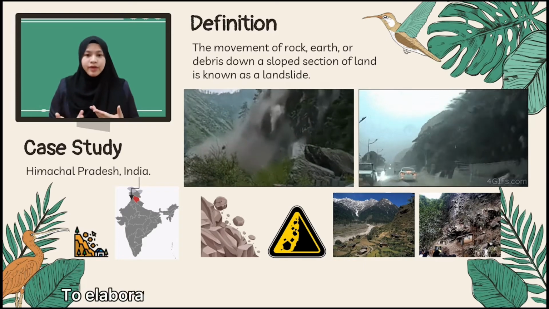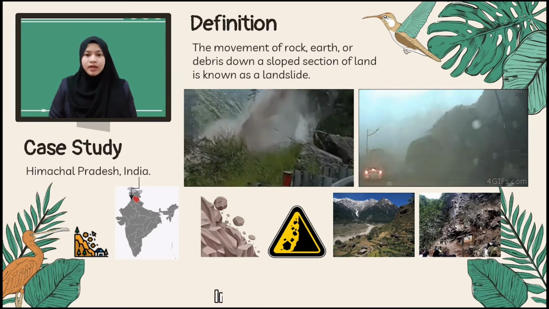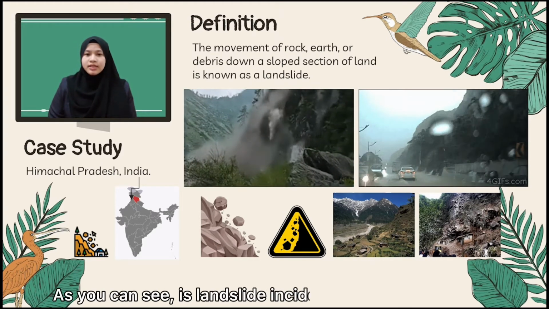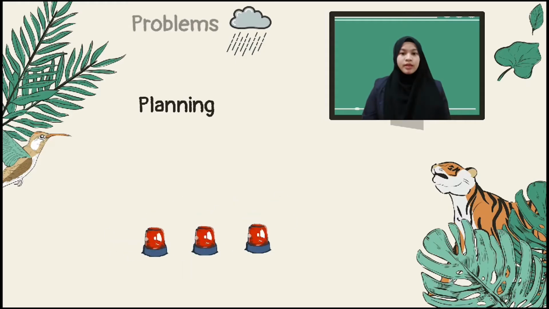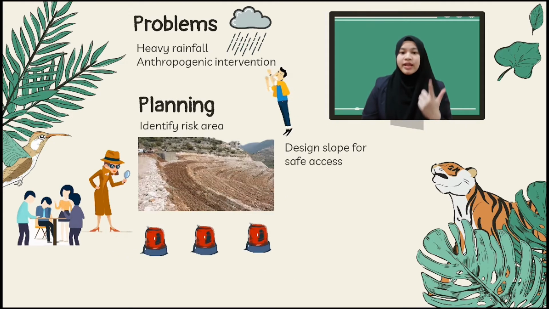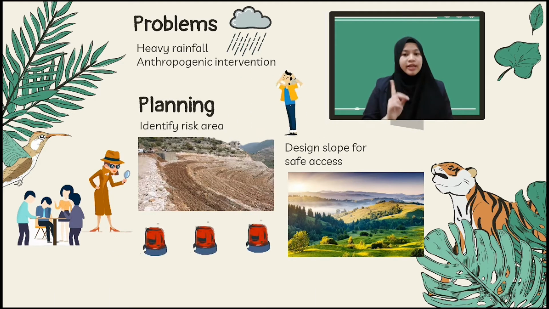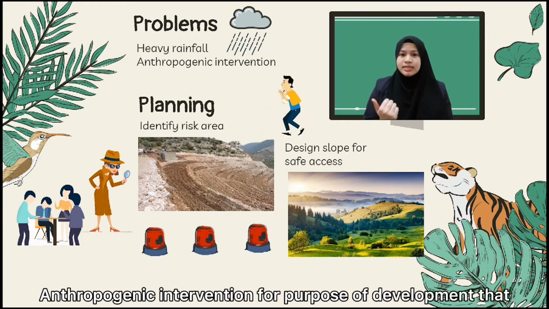To elaborate further, a case study in Himachal Pradesh, India is chosen. As you can see, landslide incidents in Himachal Pradesh are very common. Two main factors in this case study are heavy rainfall and anthropogenic intervention, which directly correlate. Anthropogenic intervention is for the purpose of development that cuts hillocks.